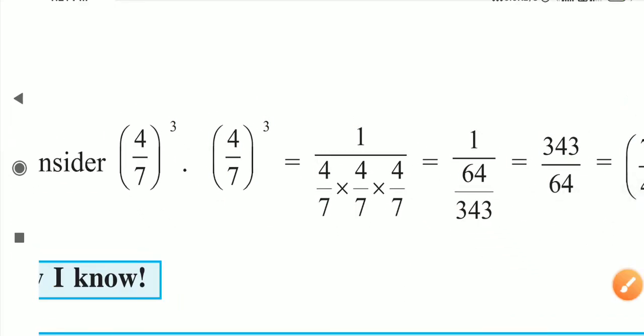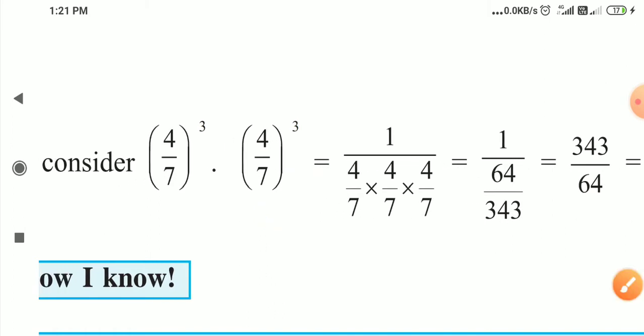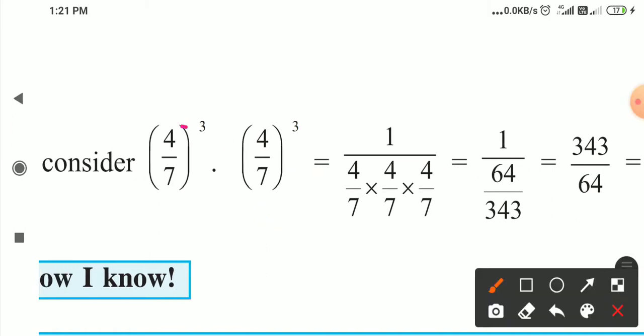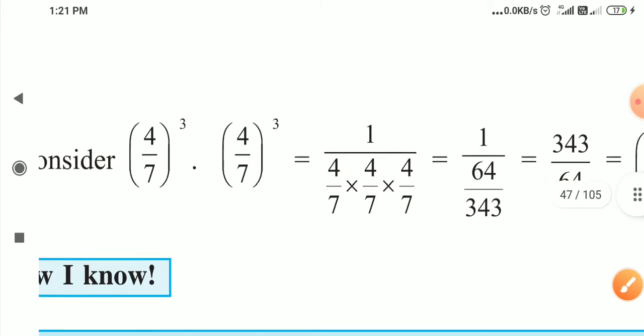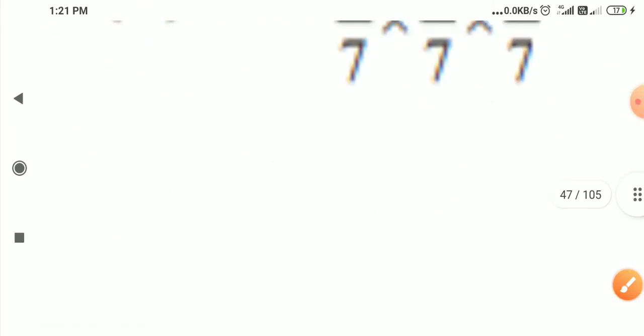Here they wanted minus 3 and took the denominator position. They made a mistake again here, the minus sign is there. So 4 upon 7 raised to minus 3. 4 upon 7 raised to minus 3 means 1 upon 4 upon 7 multiplied 3 times, at which position? Denominator position. Okay, so we can solve this in this way also.